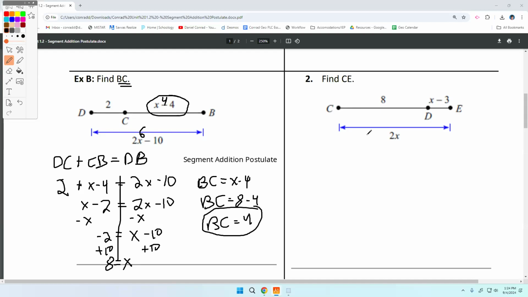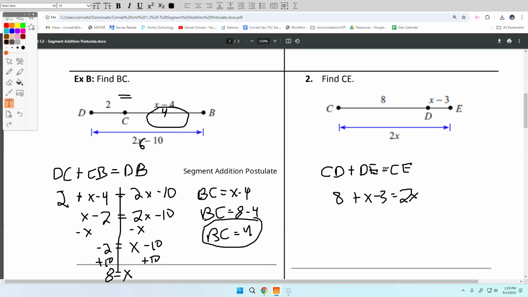Okay, and then yours that you were going to do here is the same. Numbers might be a little different though. D's in the middle, so the distance from C to D plus D to E should equal the whole thing, which is CE. So again, we're going to do 8 plus x minus 3 equals the whole thing, which is 2x.